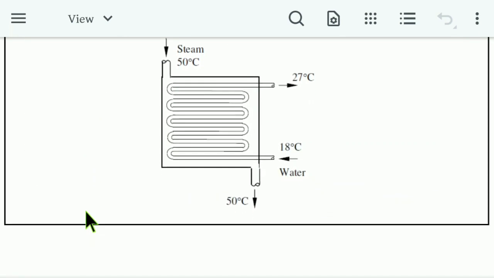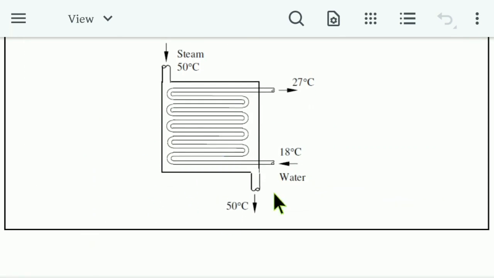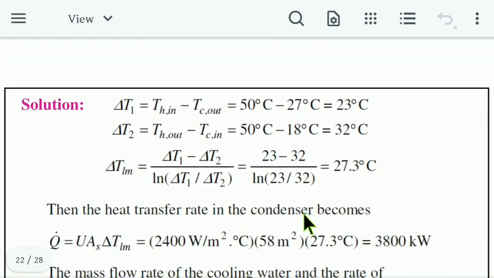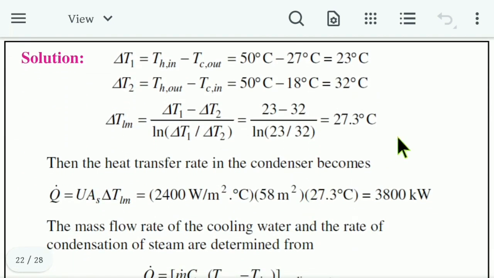There is a figure of the given data for this question: steam at 50 degrees Celsius, water entering at 18 degrees Celsius and leaving at 27 degrees Celsius. Now the solution of this particular problem.